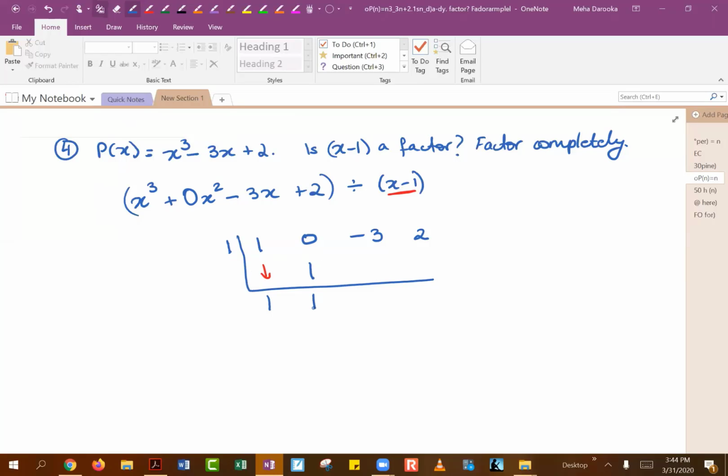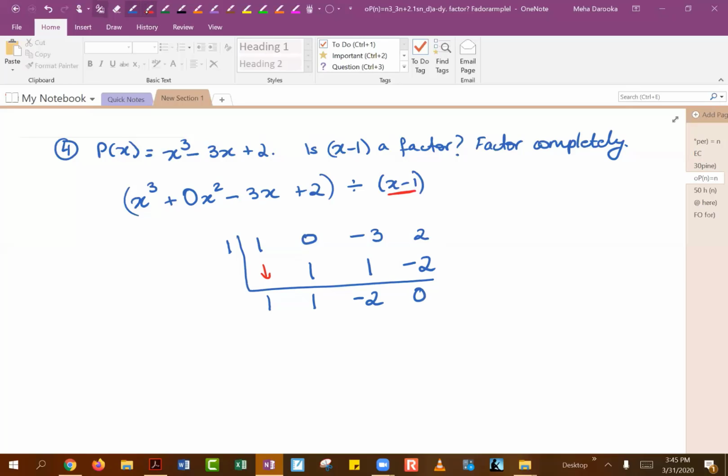0 plus 1 is 1. Okay? So again, take this 1, multiply it by our divisor 1. So that's 1 times 1, which will again give us a 1. Negative 3 plus 1, I apologize, we're adding here, will actually give you negative 2. And then negative 2 multiplied by 1 will give us negative 2. And then when you add 2 and negative 2, you end up getting 0.